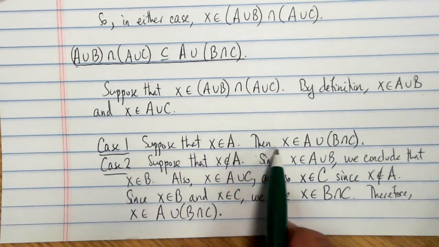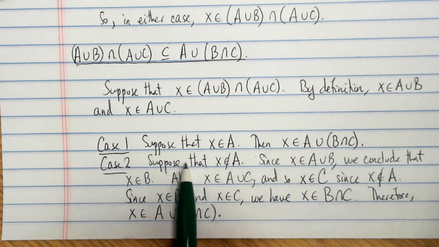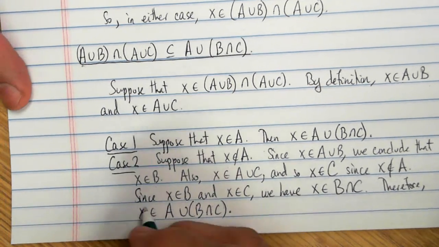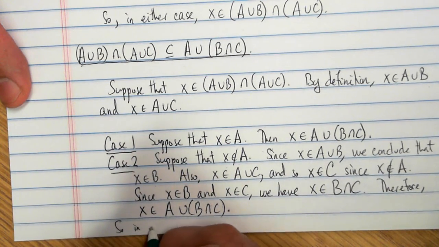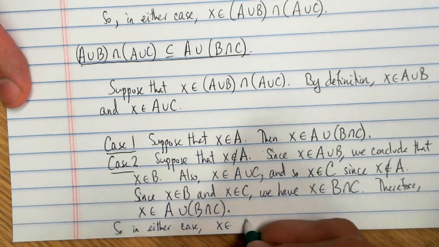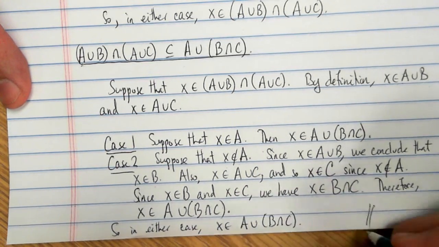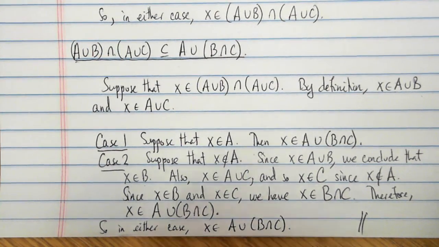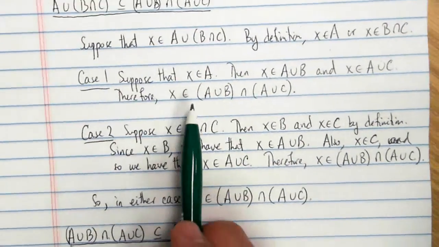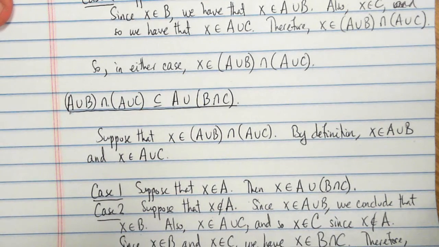Okay, so case 1, we have that if X is in A, then X is in this union. Case 2, if X is not in A, X is still in the union. So in either case, X is an element of A union (B intersect C). And that ends the proof. So we've established that the left-hand side is a subset of the right-hand side. We've also established that the right-hand side is a subset of the left-hand side.